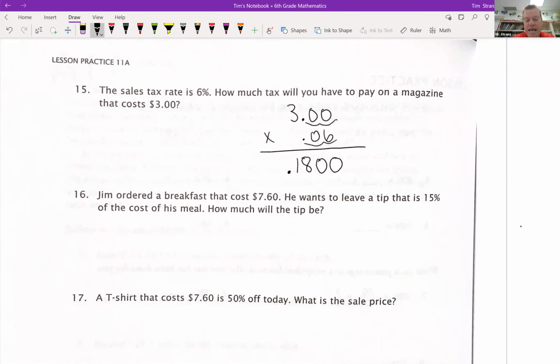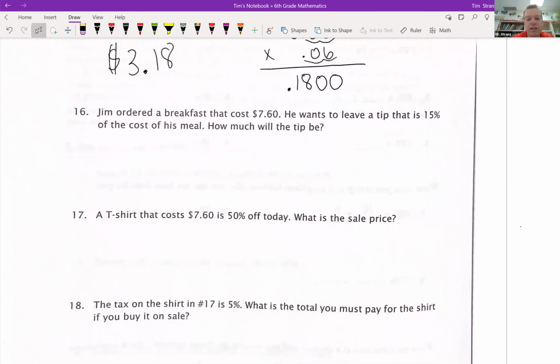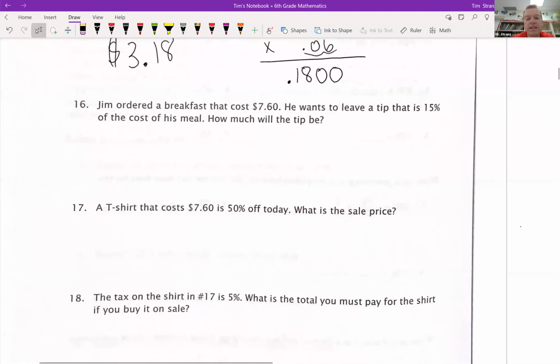Okay, so I would have to pay 18 cents on top of the $3. So my total cost for the magazine would be $3.18. Okay, number 16, Jim ordered breakfast that was $7.60. He wanted to leave a tip that is 15% of the cost of the meal. How much will the tip be?